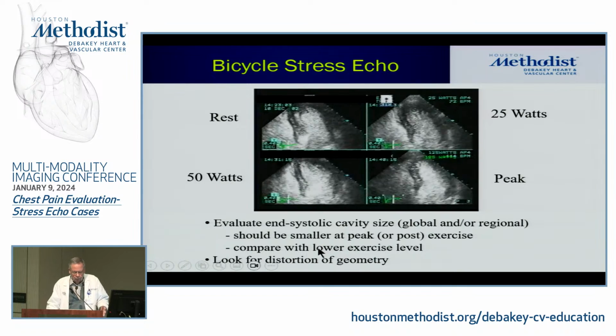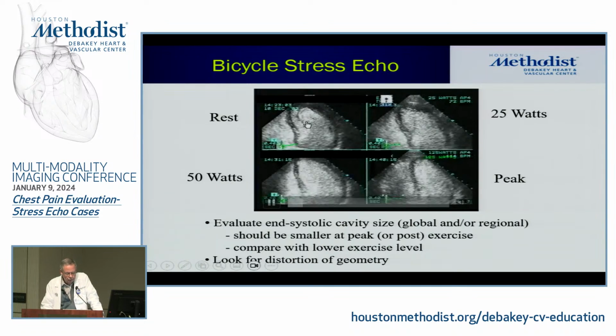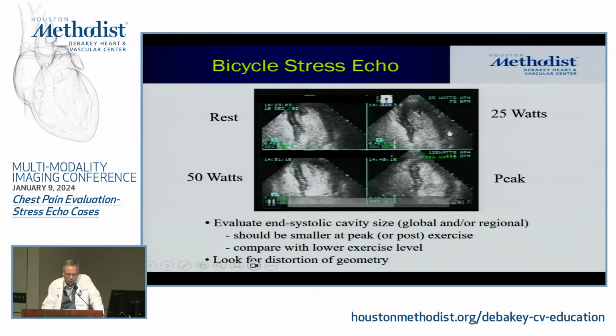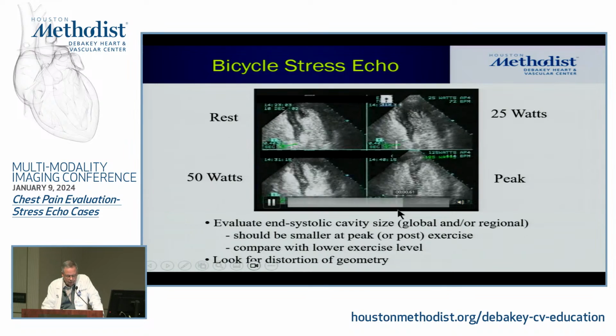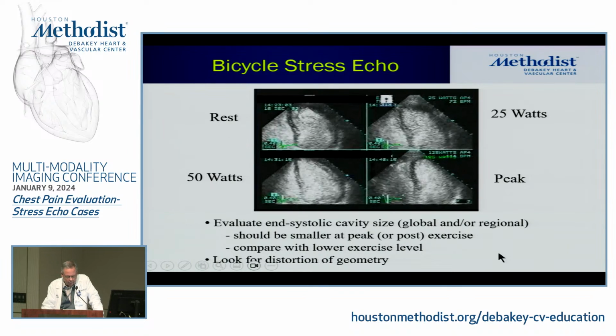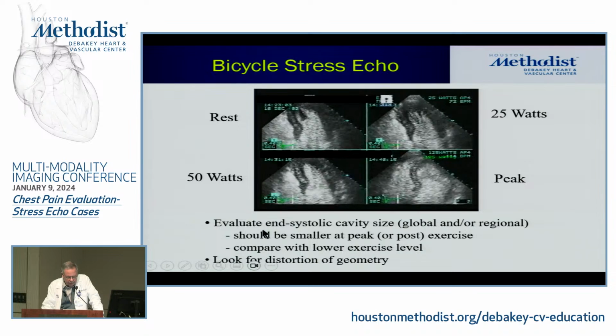This is a nice example of somebody that starts in a 4-chamber view, nice and normal. 25 watts, continues to look nice and normal. Same thing for 50 watts. But at peak, see what happens. Again, here are our tips, okay? End-systolic cavity should be smaller at peak or post, not only global, but importantly regional.